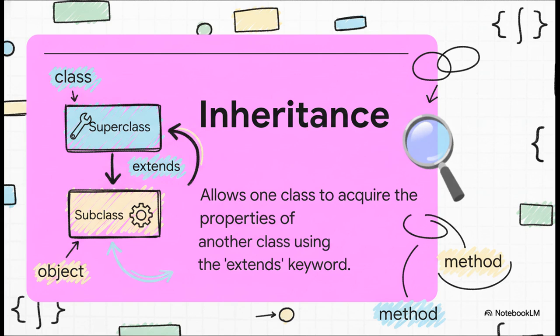Inheritance. The big idea here is all about efficiency. It's about not repeating yourself. Instead of writing the same code over and over, you create a main parent class, and then child classes can just extend it and inherit all its features. It's a fundamental concept. You absolutely have to know it.